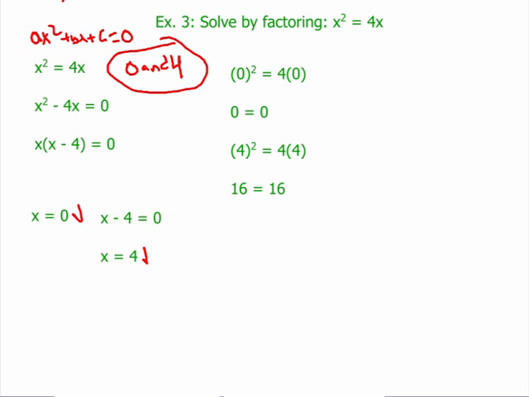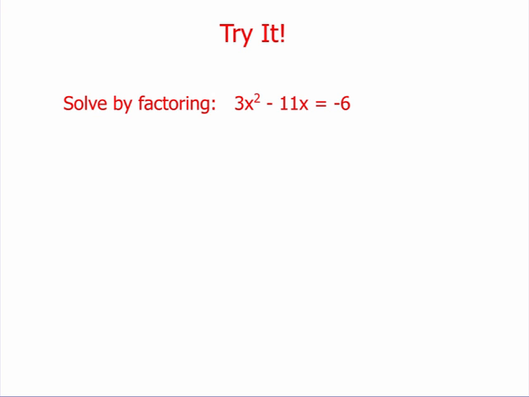So now you see how to do this. Just put the equation in the form ax squared plus bx plus c equals 0. Factor the polynomial. Set each factor equal to 0, and solve for x. So your try it problem for tonight is to solve by factoring 3x squared minus 11x equals negative 6.